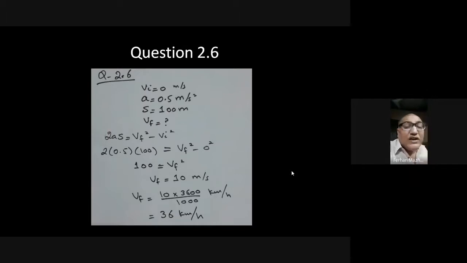If you want to convert meter per second into kilometer per hour, you have to multiply with 3600 and divide with 1000. Why multiply by 3600? Because in 1 hour there are 3600 seconds. And why divide by 1000? Because in 1 kilometer there are 1000 meters. So converting 10 meter per second, you multiply with 3600 and divide with 1000. The final answer will be 36 kilometer per hour.